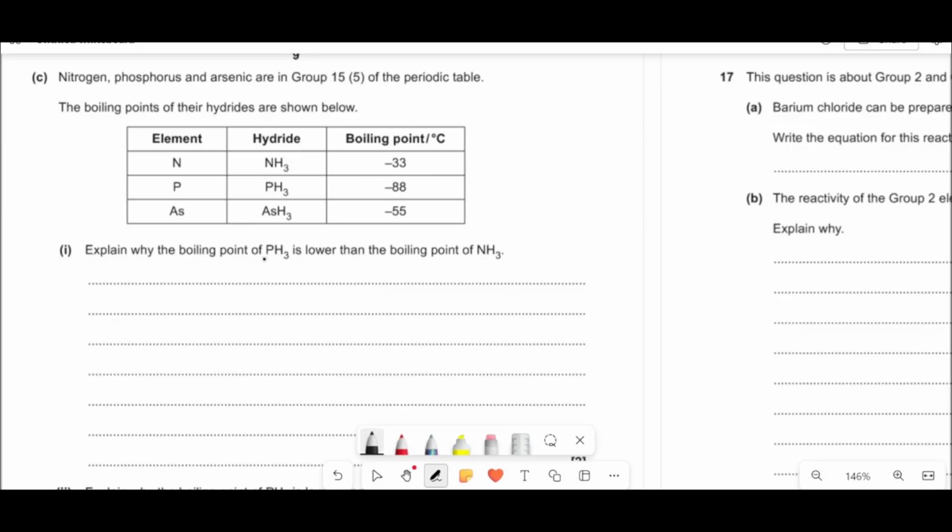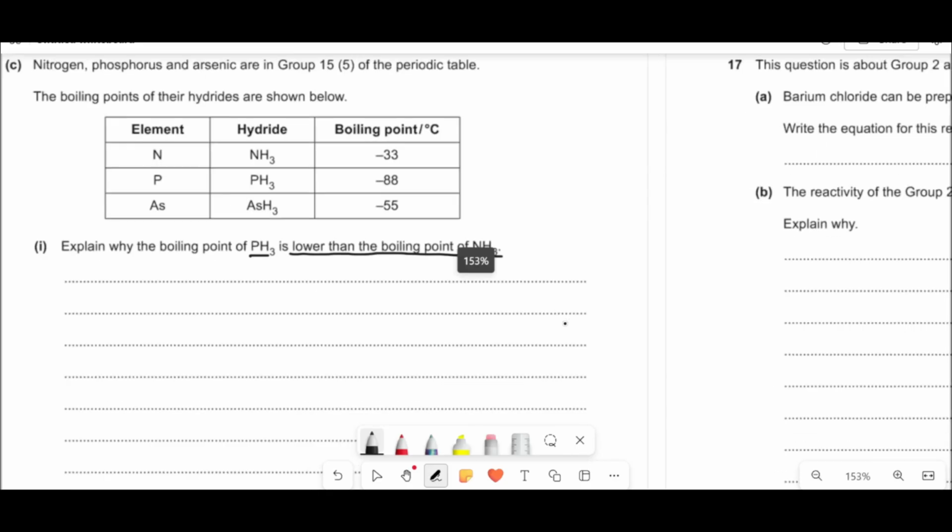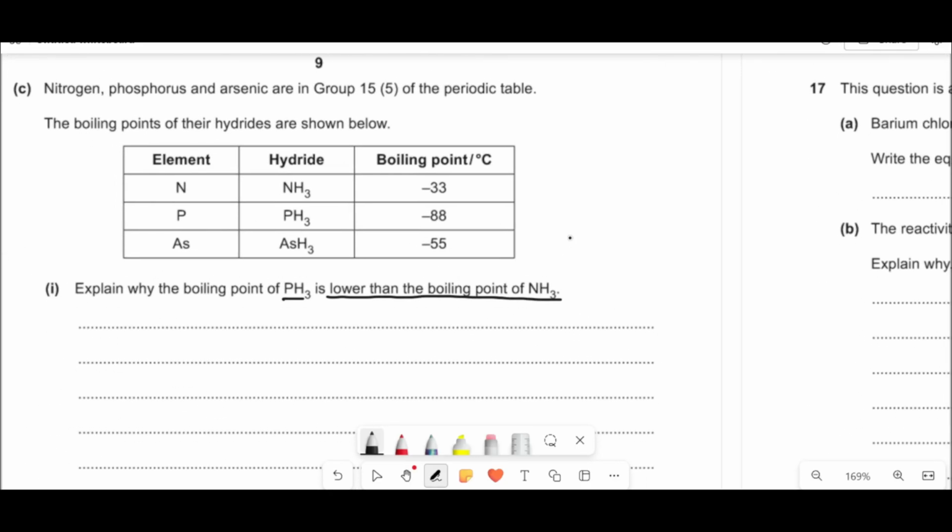So it says, explain why the boiling point of PH3 is lower than that of NH3. When you're boiling something, you're overcoming some sort of force by breaking it. We're not breaking covalent bonds, right? If I have Cl2 as a liquid and I'm boiling it, I'm not breaking the Cl-Cl bond, otherwise I'd have Cl atoms, which is incorrect. We're breaking forces between the molecules that are holding them together.